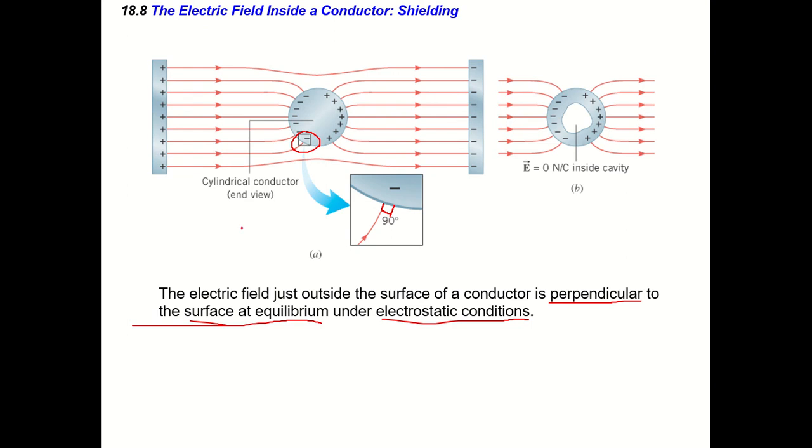So this is a cylindrical conductor. This is just the front view of the cylindrical conductor. Or sorry, this is the end view. And here the electric field is equal to 0. Inside the cavity, the electric field is equal to 0. So this is solid, this is open. So this is the cavity, and the electric field here is equal to 0.